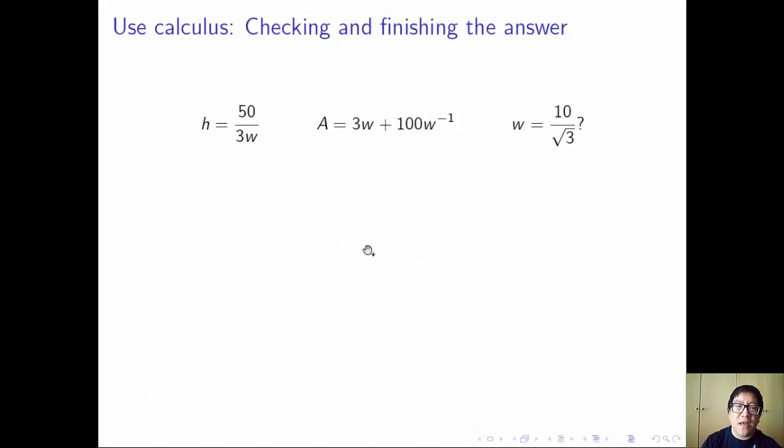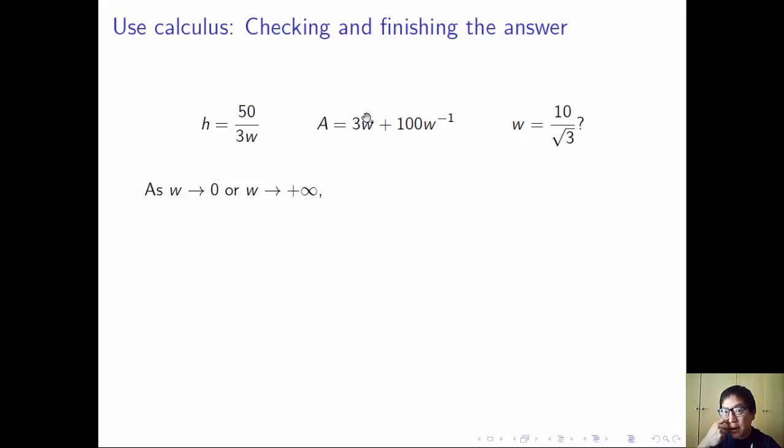So again, we know that A of w is equal to 3w plus 100w to the minus 1, and that h, the height, is equal to 50 over 3w. That was our constraint. And we're trying to check, is the minimal value of A achieved by taking w equals 10 over the square root of 3? Really the only thing we have to worry about is what happens at the endpoints of the domain. And since w is always positive, the endpoints are w equals 0 and w goes to plus infinity.